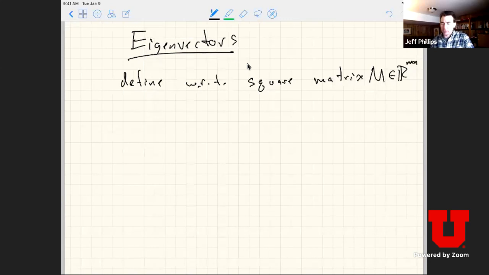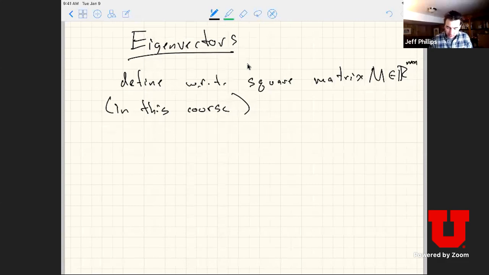N by n. Okay, so we have an n by n matrix. To avoid some complications in this course, we're going to assume that the square matrices we talk about are always going to be derived from data. There are places outside this course where they come up in other situations.